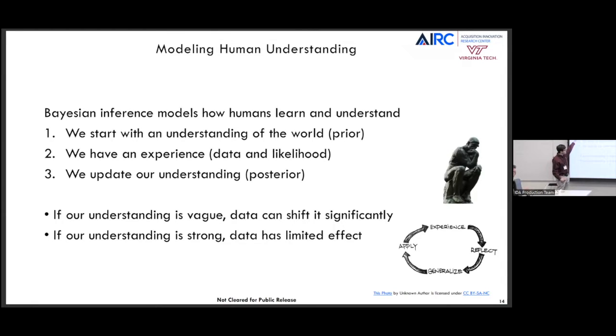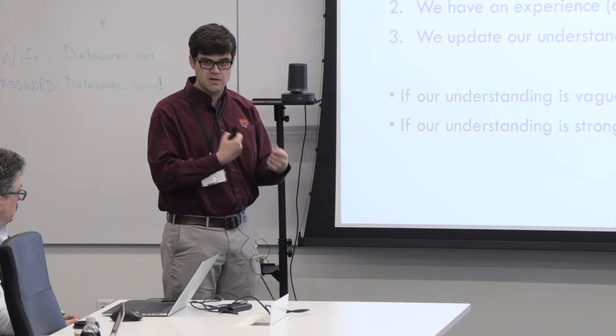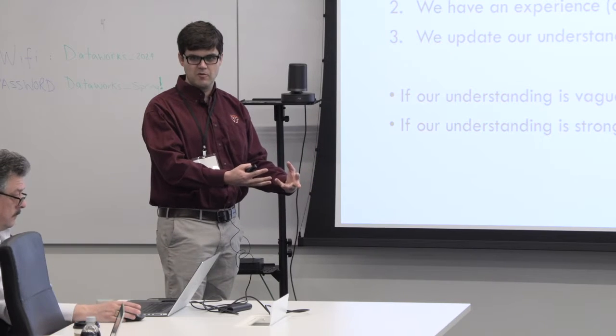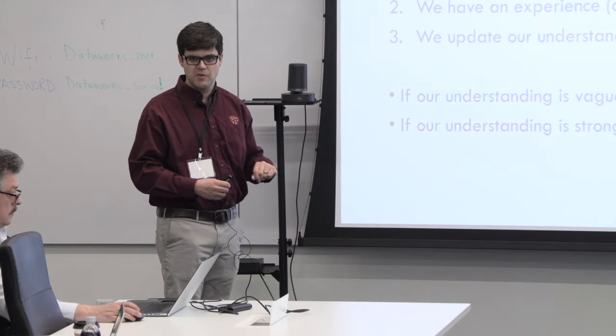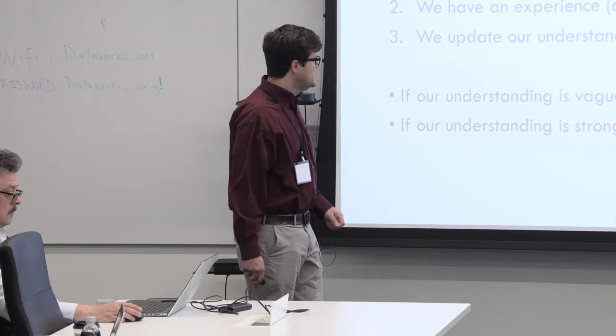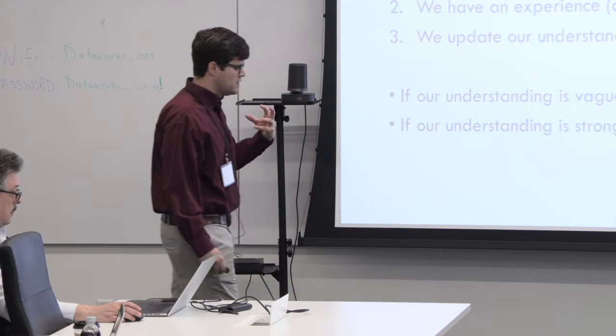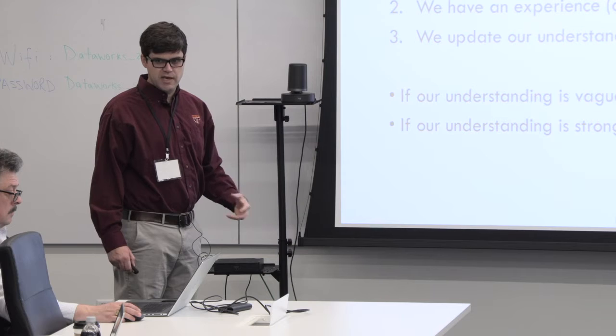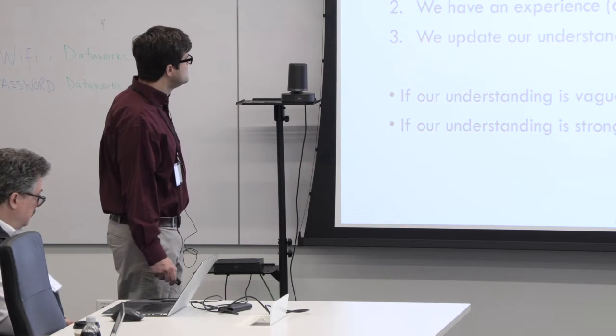So we start with our understanding of the world, which is the prior. Then we have an experience, and then we update our understanding. This is what I was trying to say: if my understanding going in is vague, if I don't understand something very well, maybe that thing that I'm observing updates my opinion about things a lot. But if I already understand something very well, maybe data doesn't have too much of an effect. I need more data or very, very strong data to tell me what's different. So this is how we're trying to model how we build understanding of things as data accumulates.